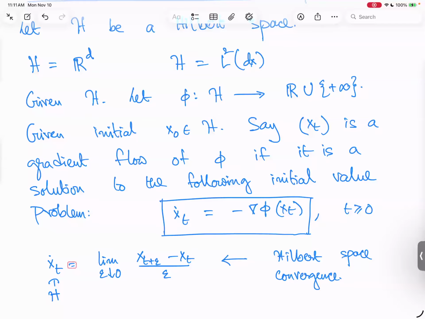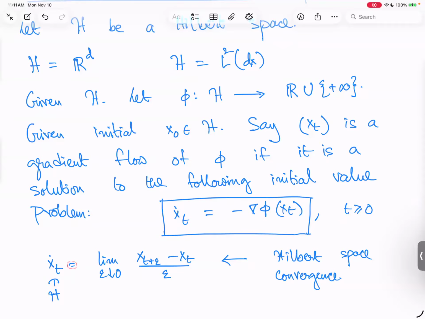And I'll come to how to define the gradient of the function on the Hilbert space. But for now, I'll just take it for granted that there is a natural way you can define the gradient of a function on the Hilbert space. And just look into this equality, which is x dot t is equal to minus gradient of phi of xt. So if there is a curve on the Hilbert space xt that solves this, and it starts from x0, we say that this is the gradient flow of the function phi starting from x0. Good, makes sense?